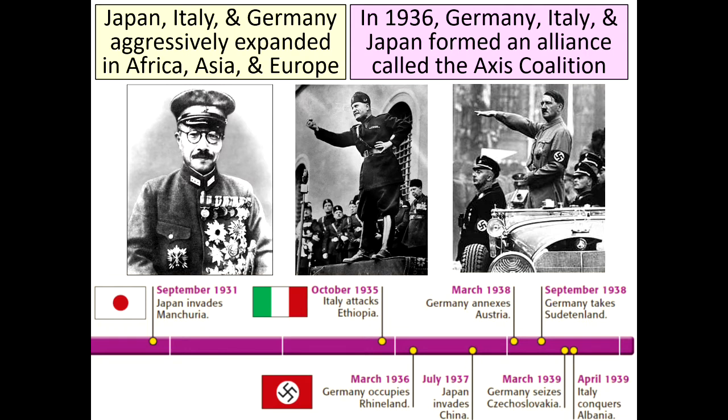And in 1936, these three countries, Germany, Italy, and Japan, formed an alliance that they called the Axis Coalition. The Earth spins around its axis, and they called it the Axis because they figured the Earth spun around them.